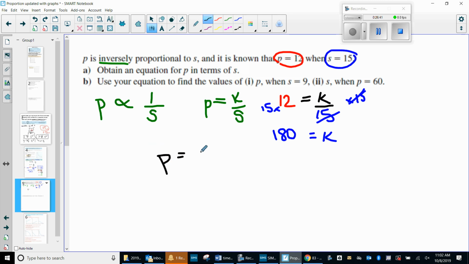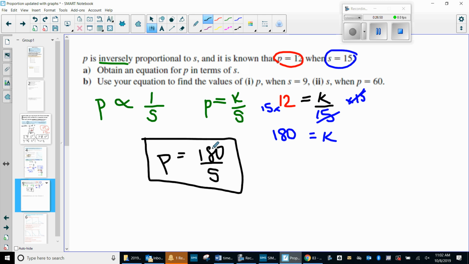P equals 180 over S. Now I'm hoping there is no one in this room that is wondering where we got any of those numbers or letters from. Is that good? Everyone's good? So the K was because we found the value of K here, and so that went in place of this one here. And the P and the S were always going to be there. So I put it in a box because that's the rule we need to find.